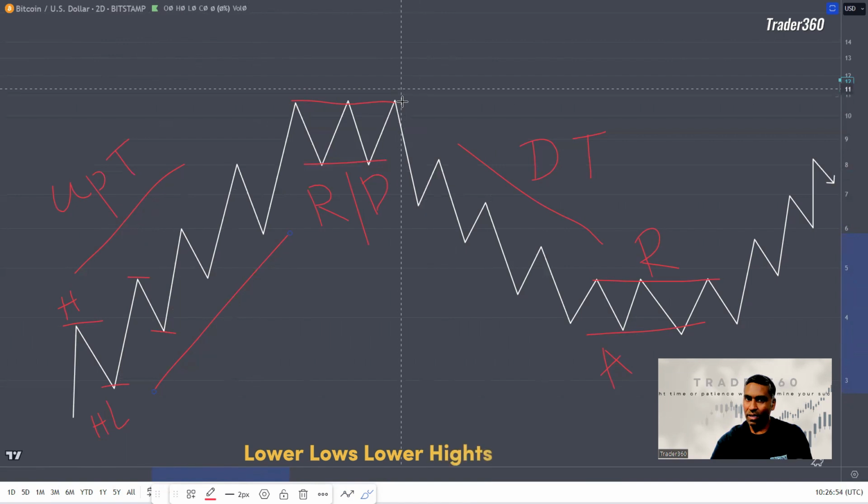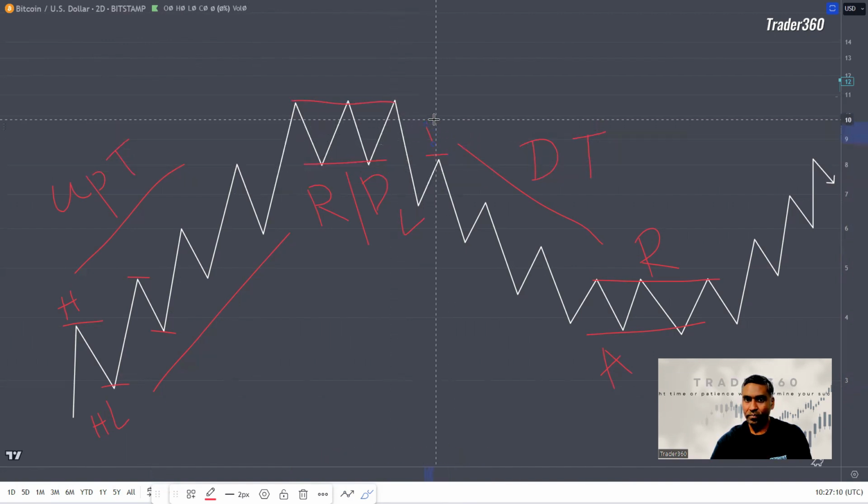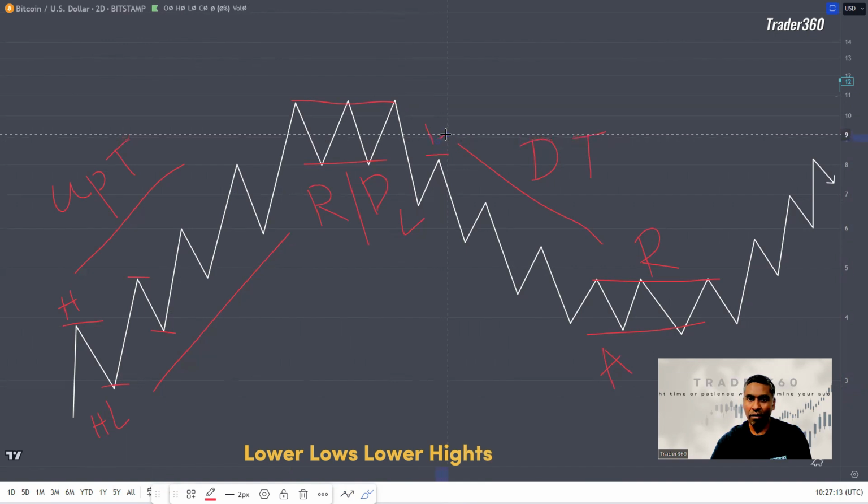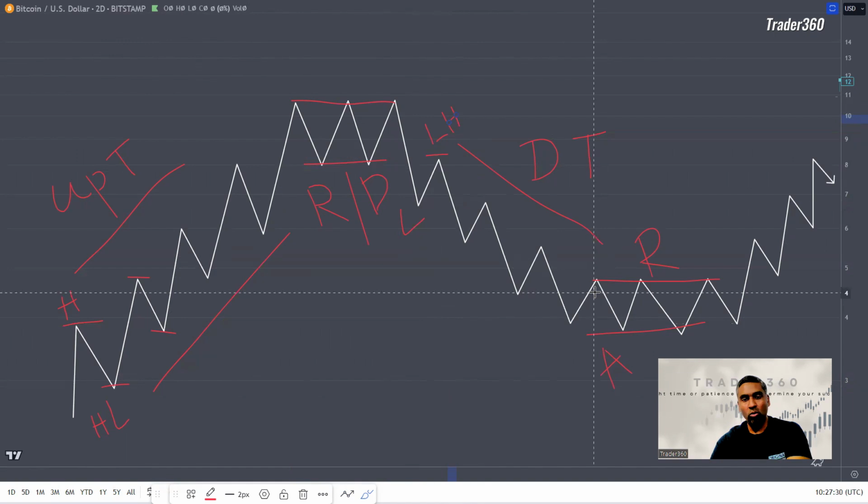While in this case, this was the price and the price made a low. But when price retraced back, it was not able to make a higher high than this high. So we call this a lower high. So now the prices make lower lows and lower highs. If this is happening, we know that the market is trending downward.